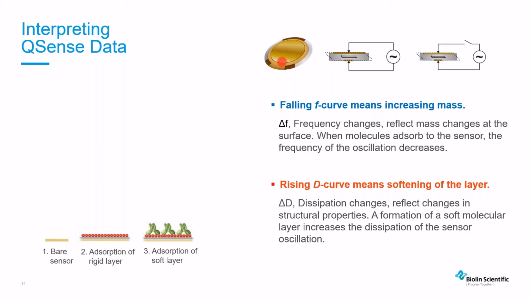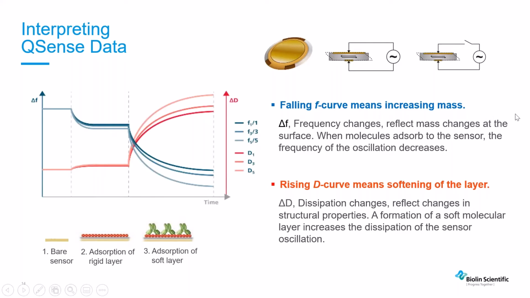The change in resonance frequency correlates to the mass load of the sensor. The second parameter that you measure is the dampening or the dissipation of this oscillation motion. So if you have a more soft material on top of the sensor, the dampening will be higher compared to if you have a more rigid material. So let me show you what the raw data would look like.